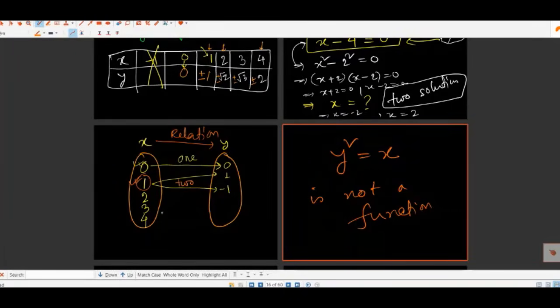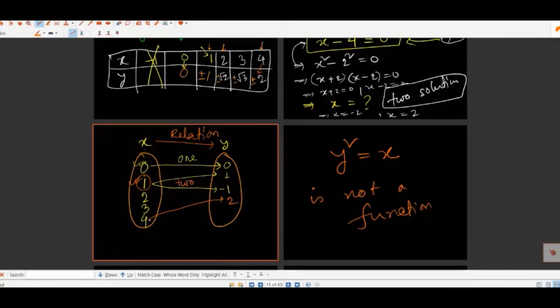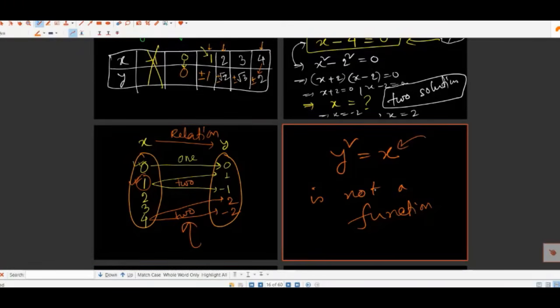Yes, sir. Think about 4. For 4, we have found 2 values, +2 and another one is -2. Just to be a function, we must have one output. But for this example, we are getting 2 outputs. So this is not a function.